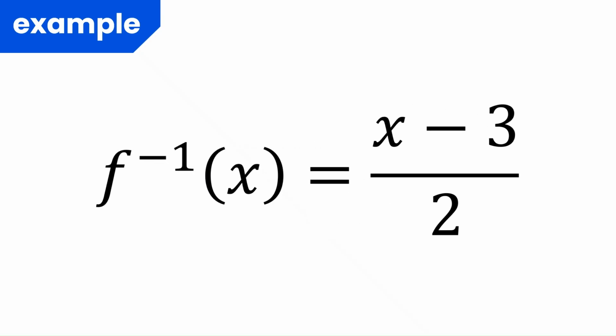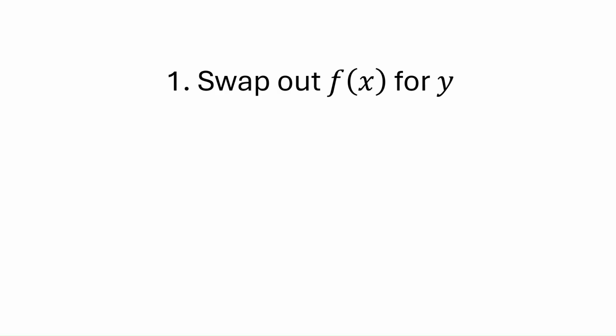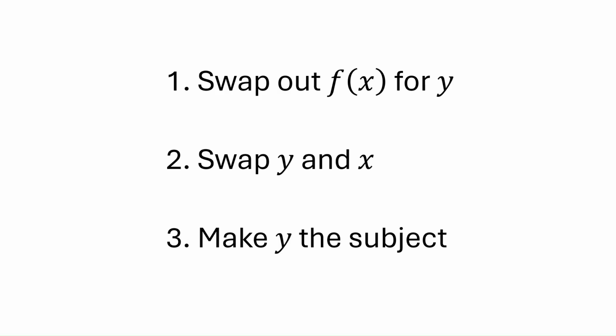Just a reminder to be careful with your notation here. The little minus 1 does not mean to the power of minus 1 or 1 over f. It purely indicates that we have an inverse function. Let's remind ourselves of the 3 rules that we've just learned. We're going to start off by swapping out f of x for y. We're then going to swap y and x around and then finally make y the subject.